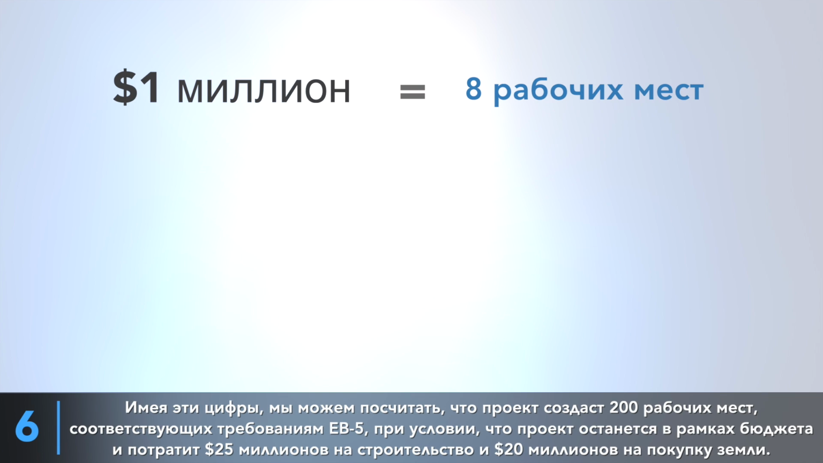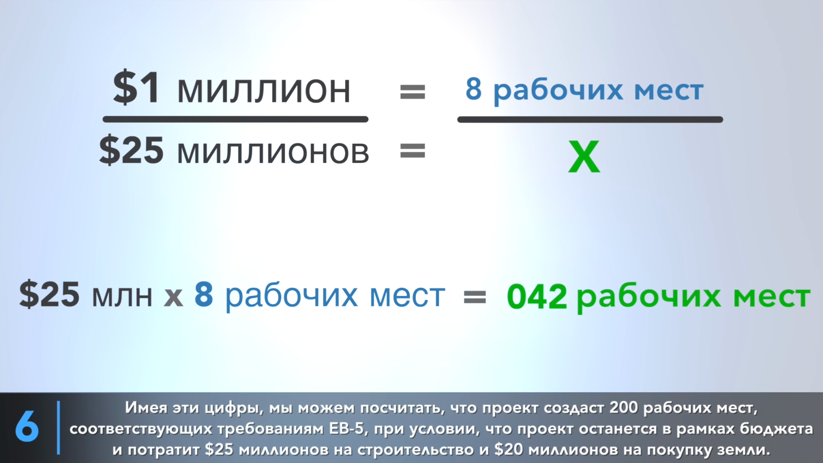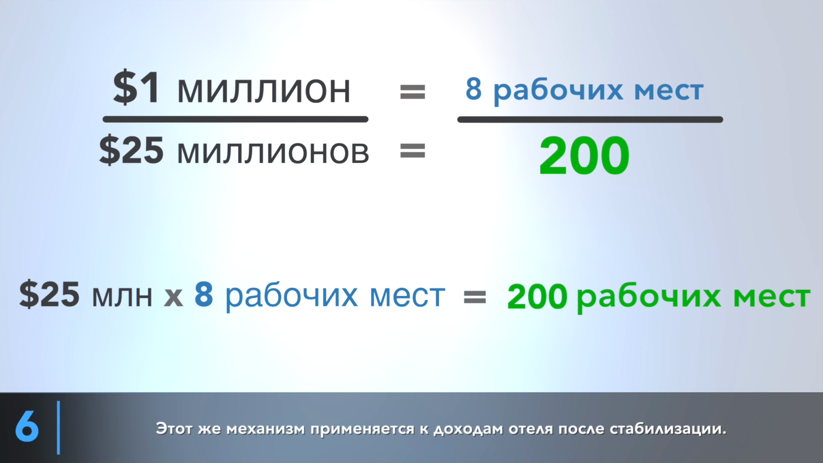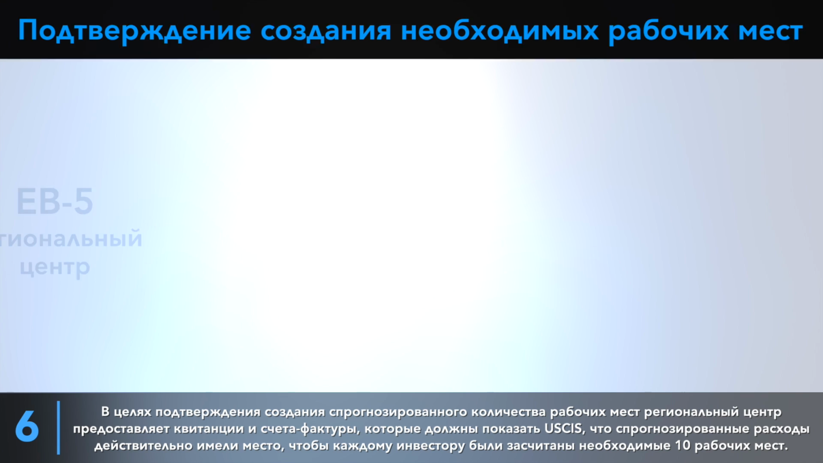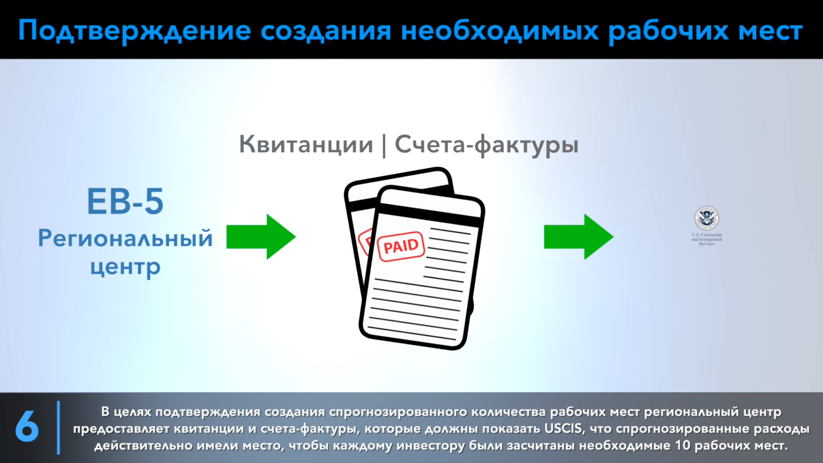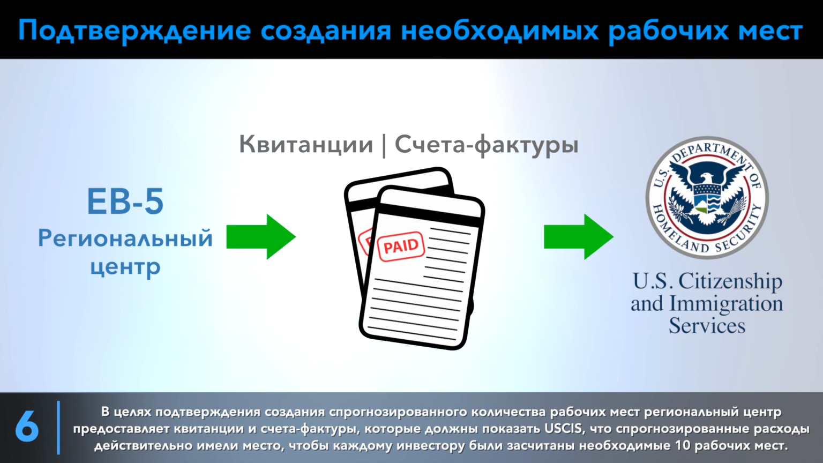Given these figures, we can estimate the project will create 200 EB-5 eligible jobs, assuming the project stays on budget and spends $25 million on hard construction costs and $20 million on land cost. This same framework is applied for hotel revenues once hotel operations have stabilized. For verification of projected job creation, the Regional Center provides receipts and invoices, which must show USCIS that the projected expenditures actually took place, so that each investor is credited with his or her 10 required jobs.